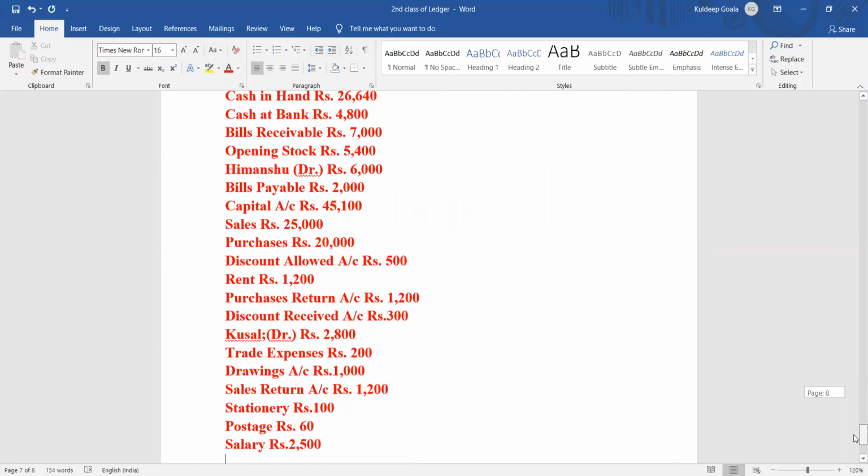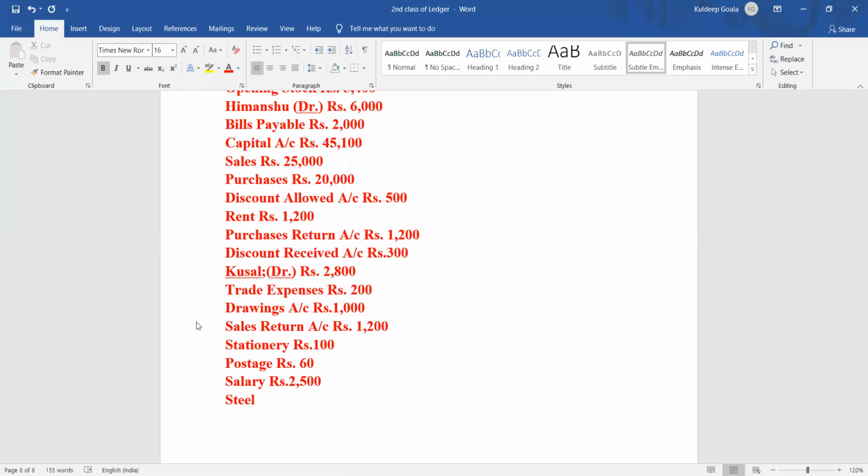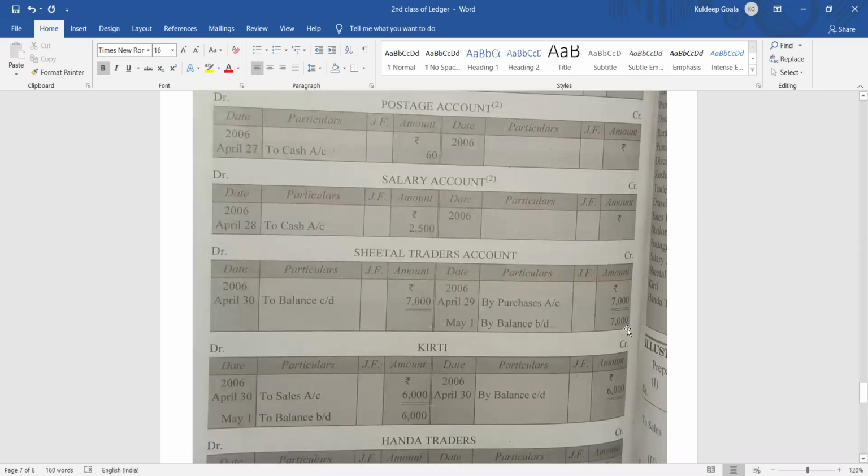Okay, so Sital traders account, in the bracket we will write down credit, right? Rupees 7000, isn't it? So let's move back again and see that, confirm once again. Yeah, Sital traders 7,000 in the credit side.